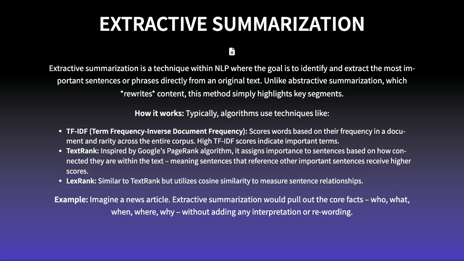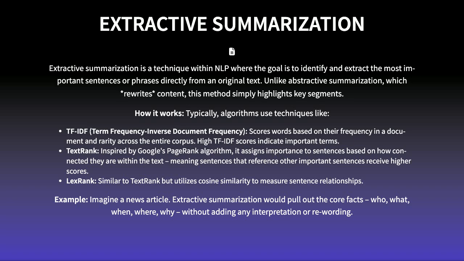Let's talk about extractive summarization. It's basically like highlighting the most important parts of a text and just copying them over to create a summary. Instead of trying to rewrite sentences, which is what abstractive summarization does, we're looking for the sentences that already contain the key information. There are a few ways this works, like using something called TF-IDF, which looks at how often words appear in a document and how rare they are across all documents.